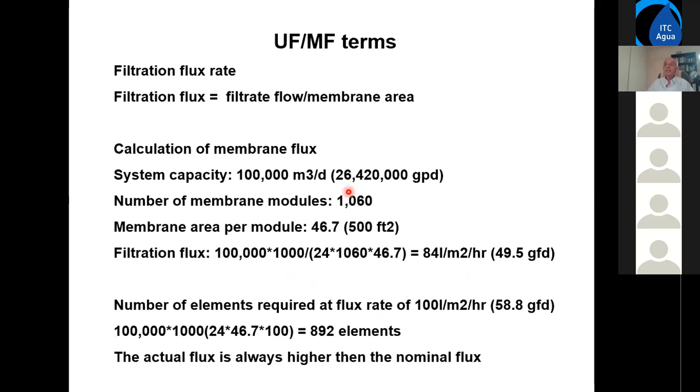How do we calculate the membrane flux? The same way as we did with the RO. We have the system capacity, we have the number of membrane modules, and we know the membrane area of each module. The filtration capacity times 1000 divided by 24, divided by the number of modules and membrane area, gives 84 liters per square meter per hour. Now, if we want the other way, let's say we want to operate the system at a filtrate flux of 100 liters per square meter per hour, and this is the system capacity, we again convert to liters, divide by 24, divide by the membrane area, divide by the filtration flux, and get 892 elements. So the same as we did with RO.